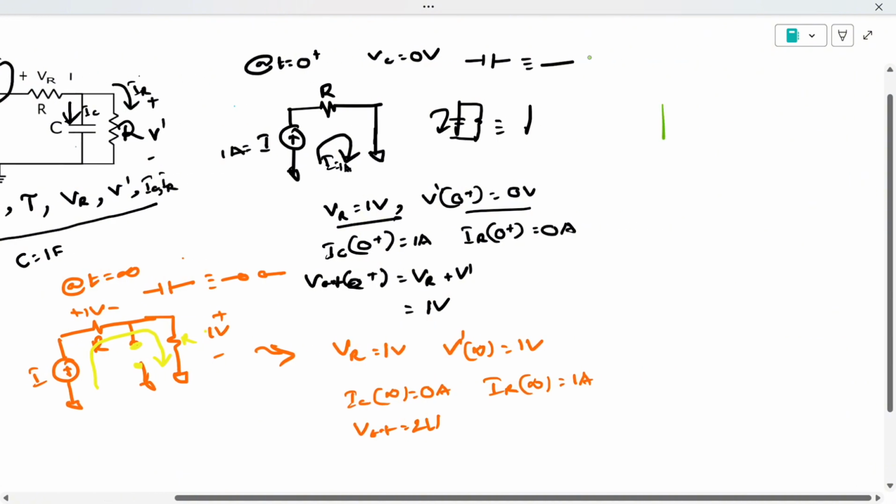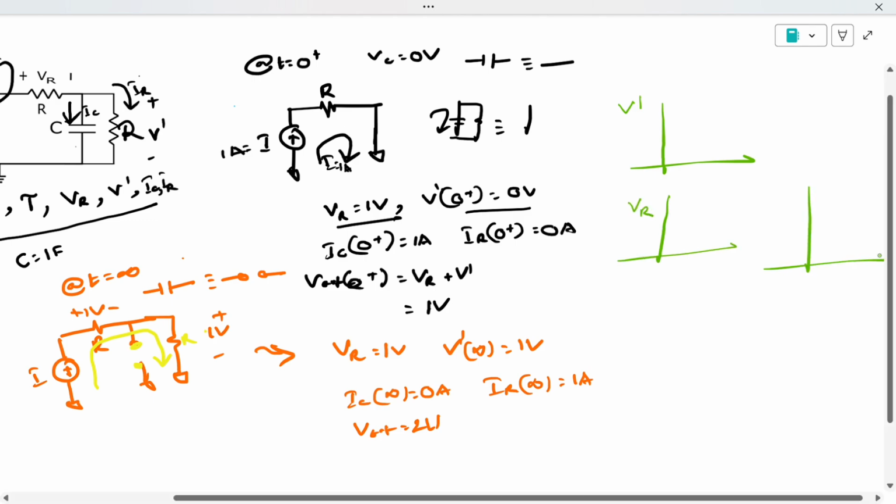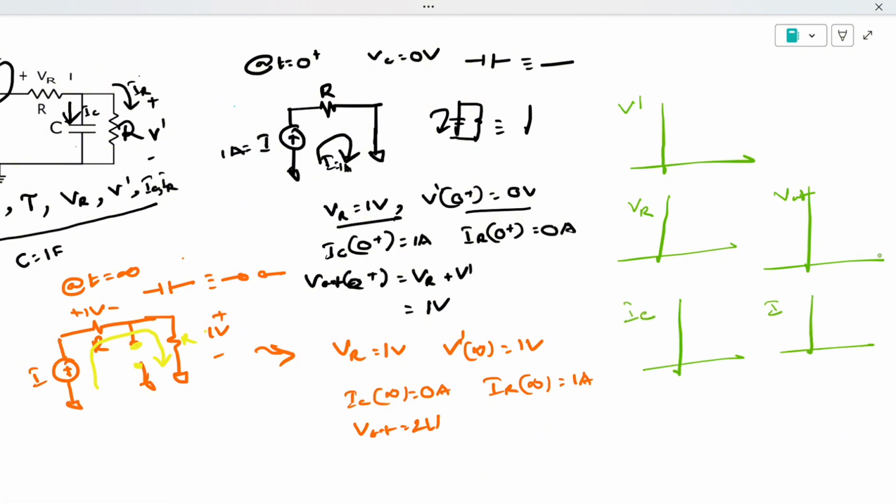The first graph can be V dash. Next, you also try to draw the graph and cross verify that. Next, this is V out. Next, IC, and next IR. So V dash will be initially 0, and it then keeps on increasing and reaches the value of 1 volt. When it comes to VR, it is a constant voltage, since a constant current of 1 ampere is always flowing here. So it will be 1 volt constantly.